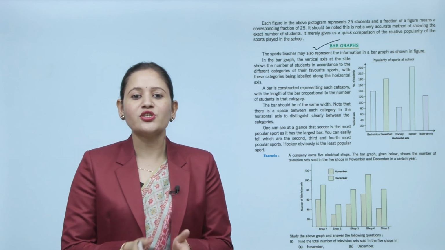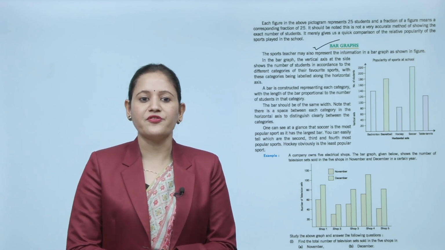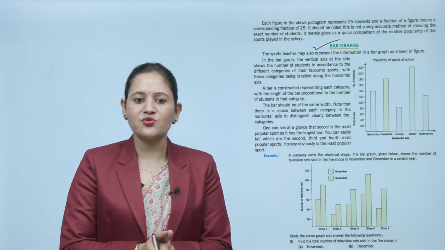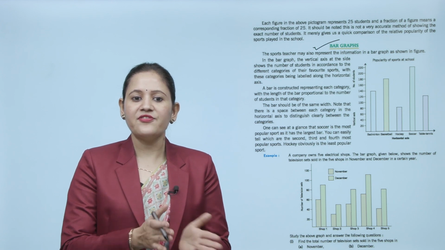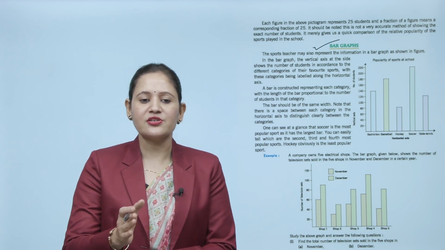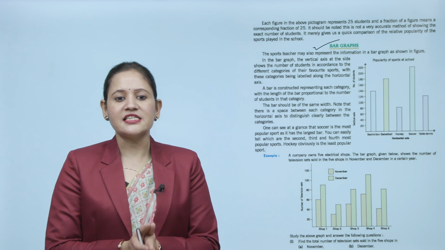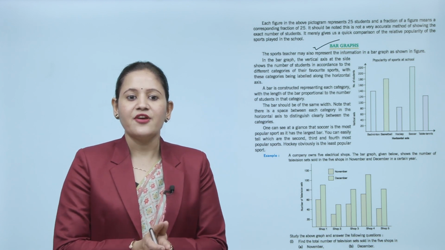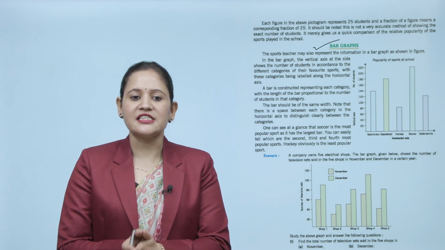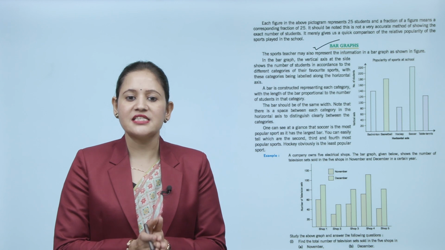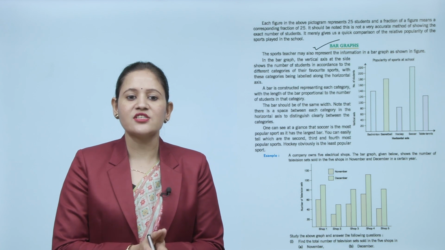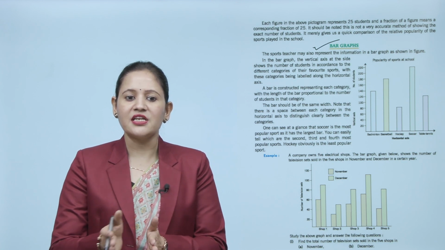The sports teacher may also represent the information in the bar graph as shown in the figure. In the bar graph, the vertical axis at the side shows the number of students in accordance to the different categories of their favorite sports, with these categories being labeled along the horizontal axis. A bar is constructed representing each category, with the length of the bar proportional to the number of students in that category. The bars should be the same width. Note that there is a space between each category in the horizontal axis to distinguish clearly between the categories.